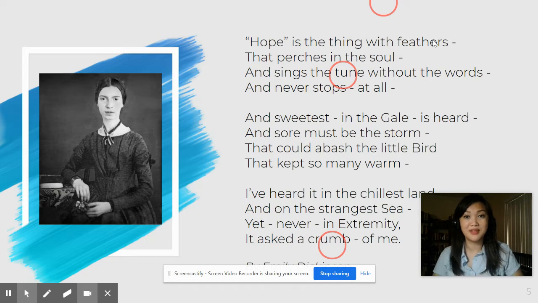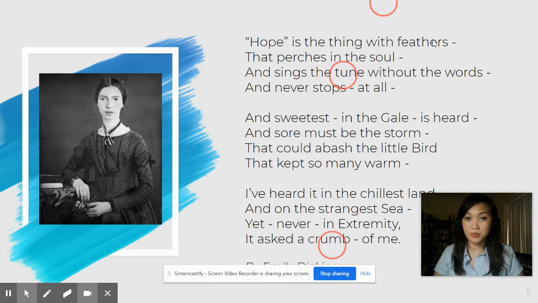Hope is a thing with feathers that perches in the soul and sings the tune without the words and never stops at all. And sweetest in the gale is heard, and sore must be the storm that could abash the little bird that kept so many warm. I've heard it in the chillest land and on the strangest sea, yet never, in extremity, it asked a crumb of me.